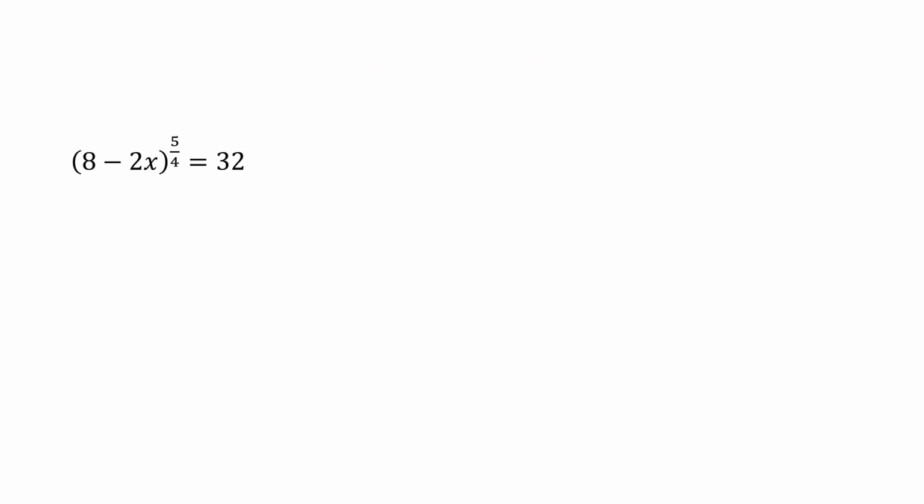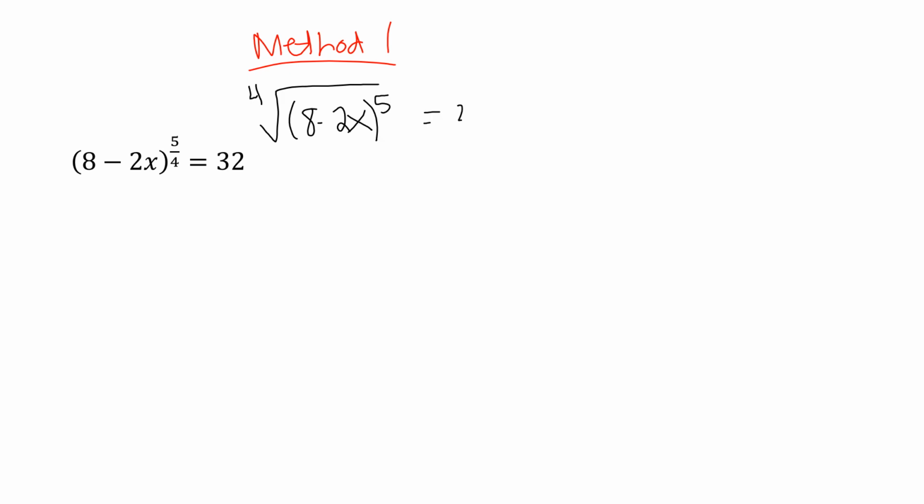Let's try another. Method number one, we're going to treat this thing as a radical. So instead of writing it as an exponent, this is going to be the 4th root of 8 minus 2x to the 5th power equals 32. And your goal here is to get rid of one thing at a time until the only thing left is just x. Notice that everything is locked underneath that root.